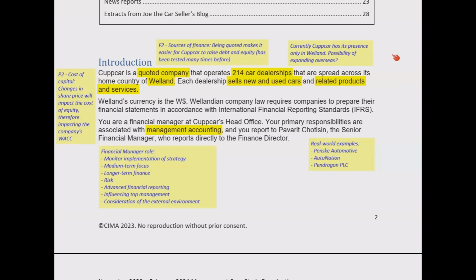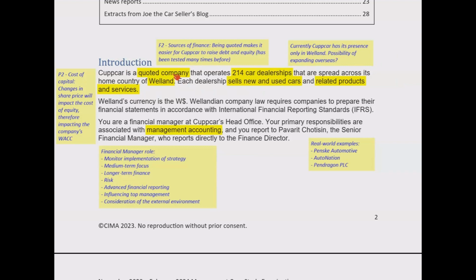First of all, it points out that Cuppcar itself is a quoted company, so it's listed on a stock market. And the first thing I'd say is that's important, isn't it? If we think back to F2, if Cuppcar wants to expand and invest, as sources of finance, it could raise equity funds, couldn't it? By doing a rights issue, issuing some ordinary shares.